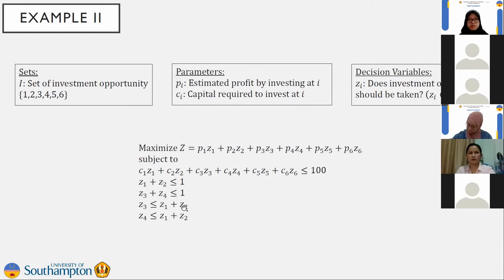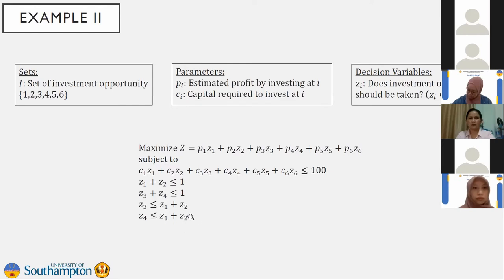To allow Z3, Z1 plus Z2 needs to be 1. If both of these are 0 or not taken, it means that Z3 must be 0, because this is automatically happening. If Z4 and Z1 are zero, then Z4 is zero. It means that the company did not take opportunity four. So the point is like that. Opportunities three and four can be taken, and it is possible to become one, if between Z1 and Z2 one has a value of one. So that is the example.